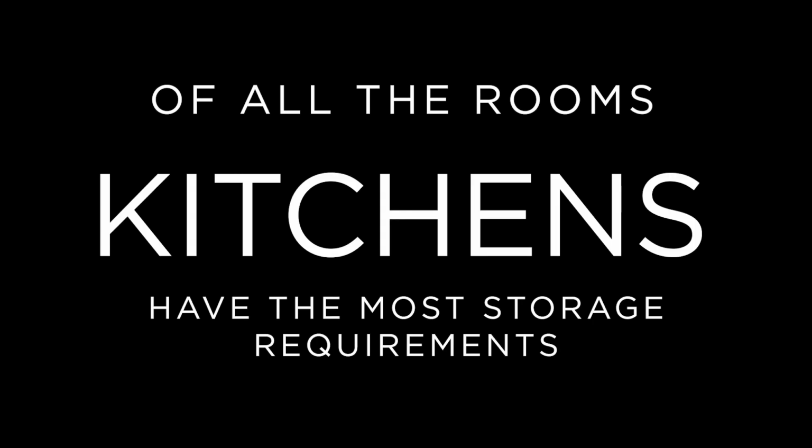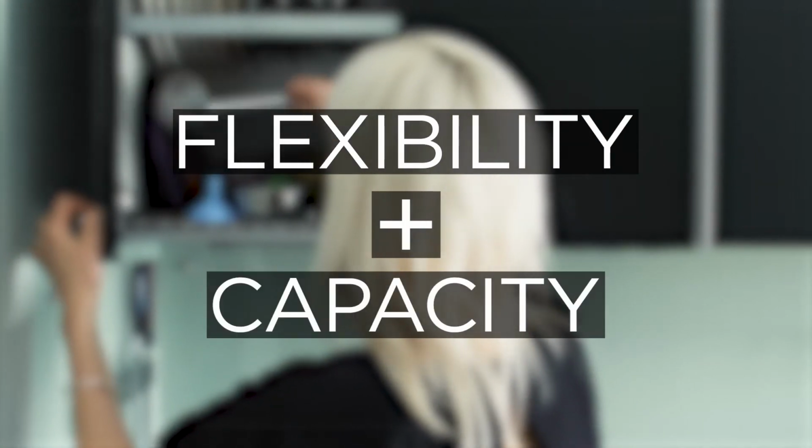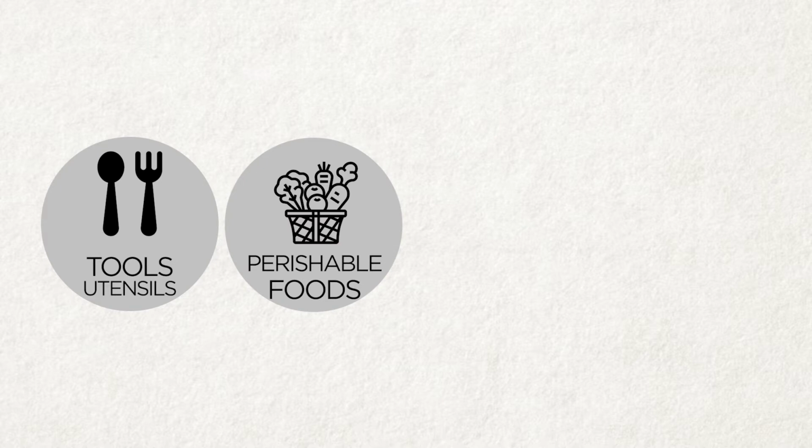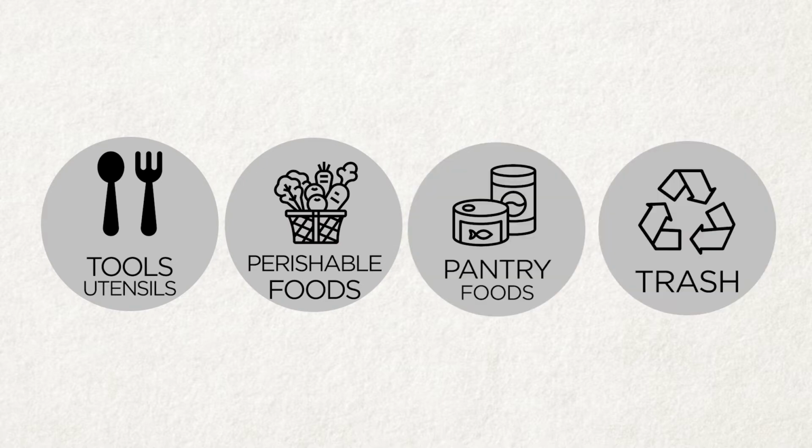Of all the rooms in a home, kitchens have the most storage requirements. Kitchen storage needs to be flexible, but also large in amount. There's 4 types of kitchen storage: tools and utensils, perishable food, pantry food, and trash. Make sure the kitchen design has allowance for each of these 4.